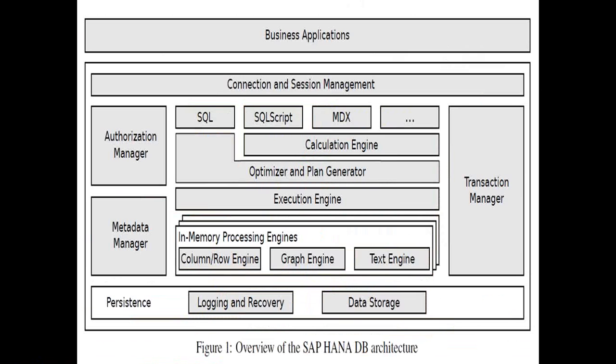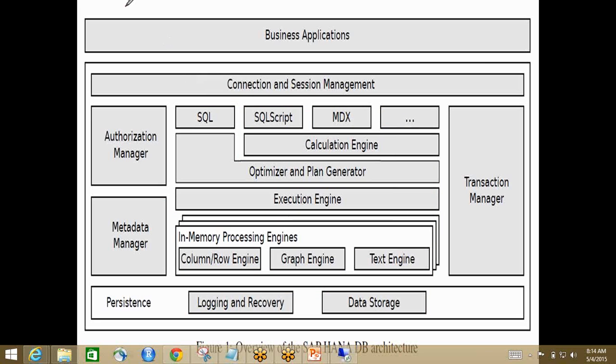Whenever the end user accesses the data from the front end query, let's say I'm an end user sitting here and I'm accessing the data through a front end reporting tool called Vivo. So through the Vivo reporting tool, I am accessing the data.